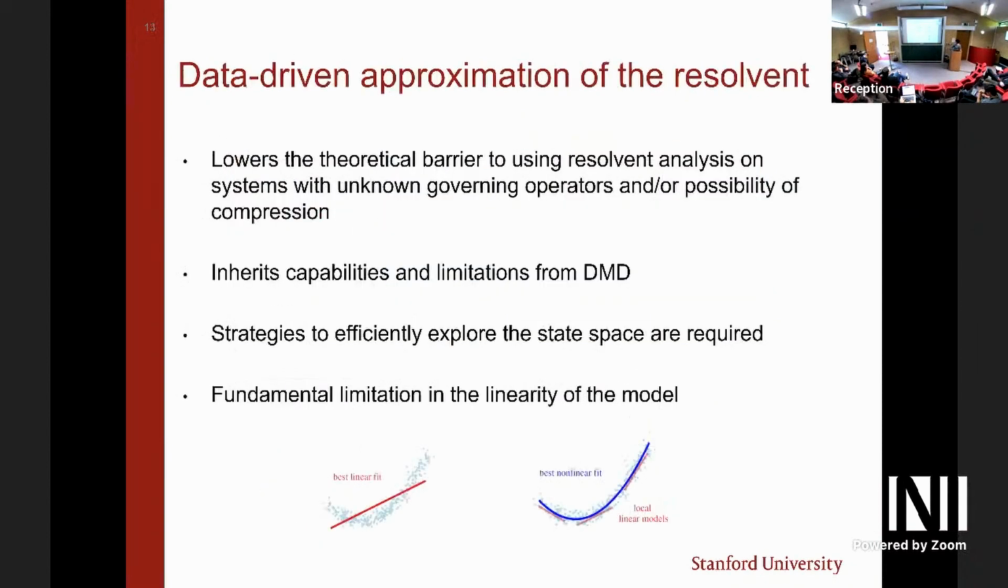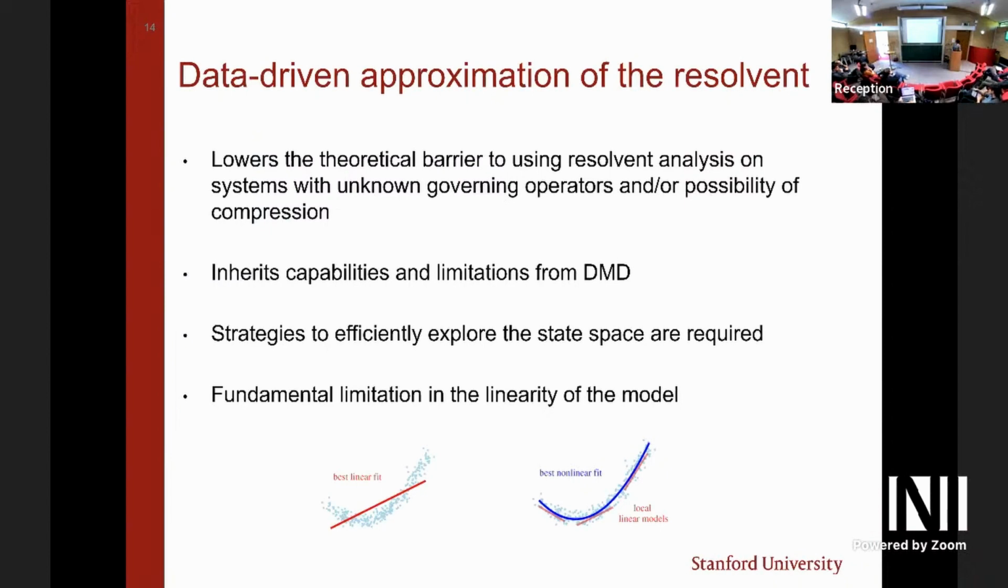Okay, so we were pleased to see that we could do this, and we thought that, well, this might be useful for systems where the governing equations are not known, and it would bring to bear some of the machinery that various people have been putting forward in the context of resolvent analysis. Or allow us to do some compression in terms of what is important for given flow scenarios. It inherits its capabilities and limitations from DMD. And we have to figure out how to efficiently explore the state space.